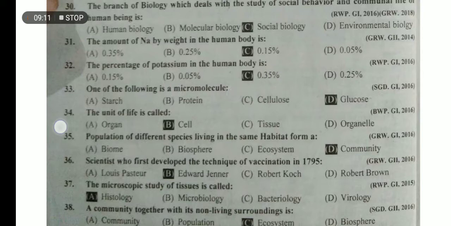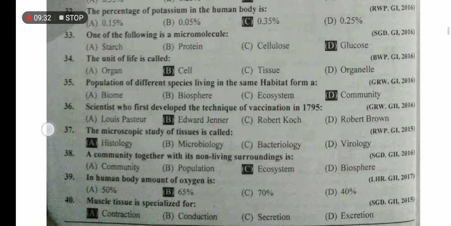One of the following is a micromolecule. Starch, protein, cellulose are included in the macromolecules. So the remaining option is glucose, that is included in micromolecule due to its lower molecular weight as compared to cellulose, protein, and starch. The unit of life is the cell. Population of different species living in the same habitat forms a community.